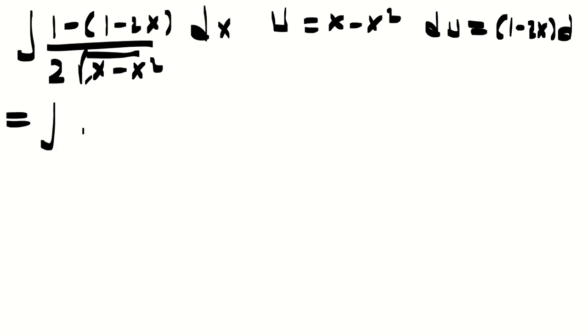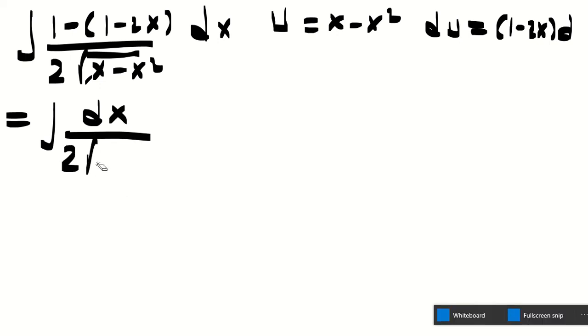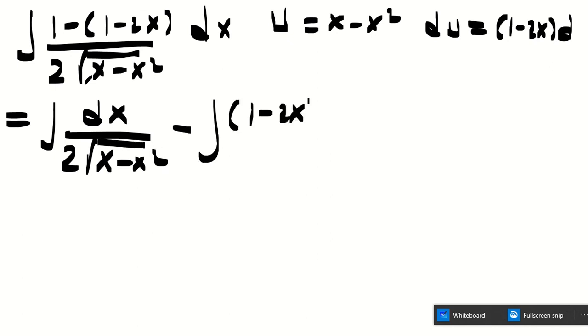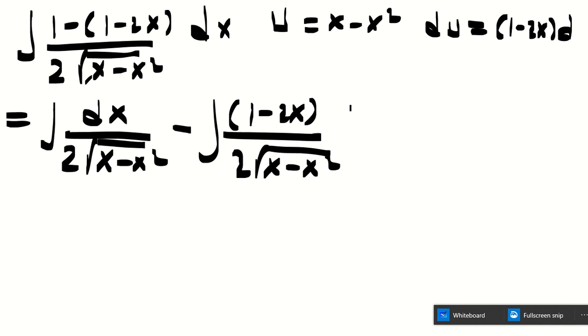Now when you separate, it's going to be dx over 2 square root of x minus x square, we have, minus the integral of 1 minus 2x, the whole over 2 square root of x minus x square dx we have. Now let's deal with them one by one. Let's come back here first. This one, I think, will be substituted already.